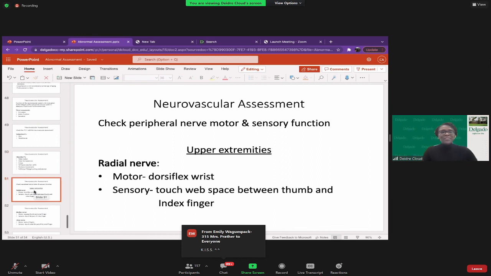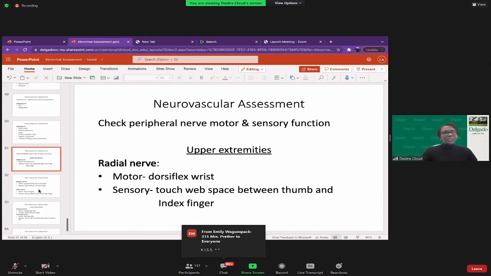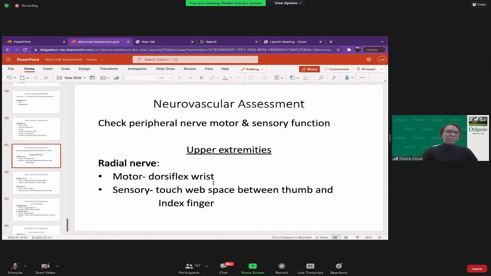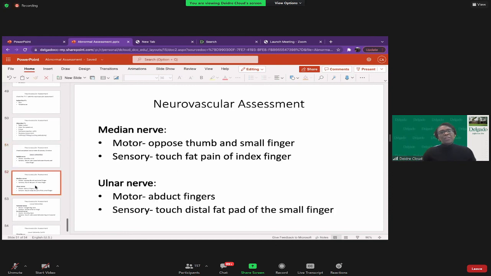No more pulse questions. So you want to check your peripheral nerve motor and sensory function. Your upper extremity nerves that you'll be assessing the function of are your radial nerve, and it kind of tells you how to assess your radial nerve. Also, you'll be assessing your median nerve and your ulnar nerve. So what situations will cause you to need to assess your median nerve?